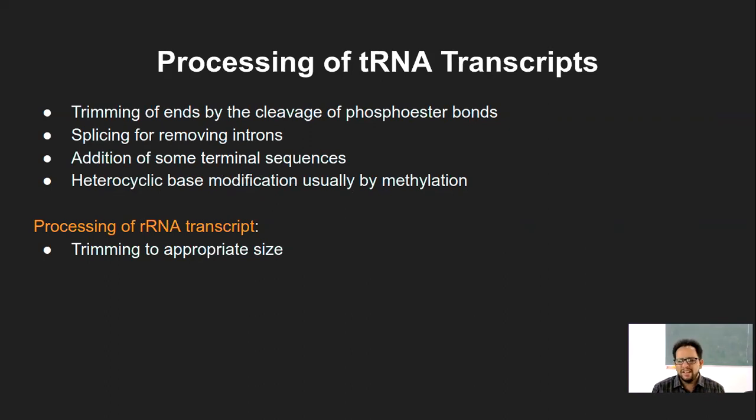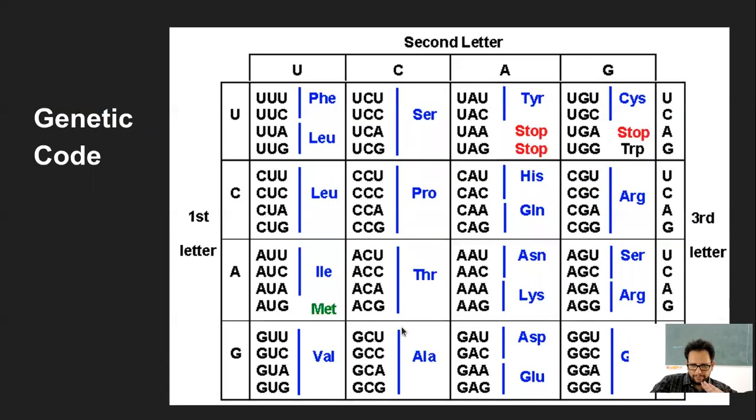With rRNA, it is very simple. It is just trimming to the appropriate size, whether it's 28S or 18S or 5S and so on. Depending on the particular sedimentation coefficient, they are trimmed to their respective sizes. Again, this action is done by nucleases. So these are the different processing steps of different RNA transcripts.